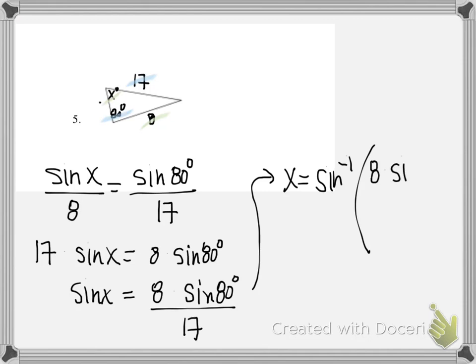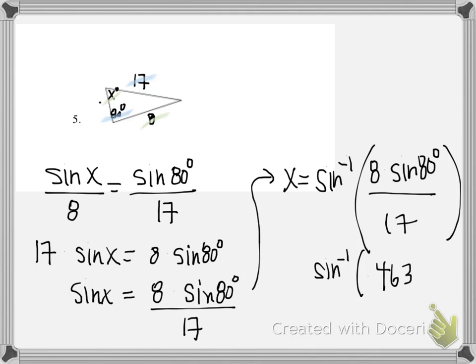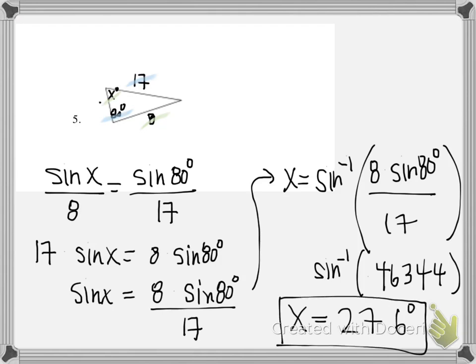So 8 times sine of 80 divided by 17. We're going to take the inverse sine of this number, 0.4634. So x is going to be 27.6 degrees. Okay, all right, so I'll finish up those worksheets and you'll have a great weekend.